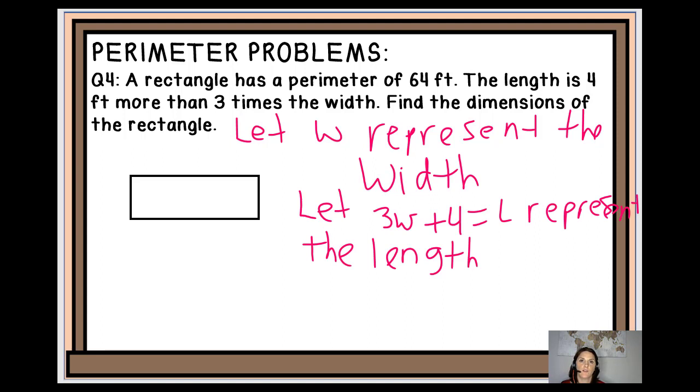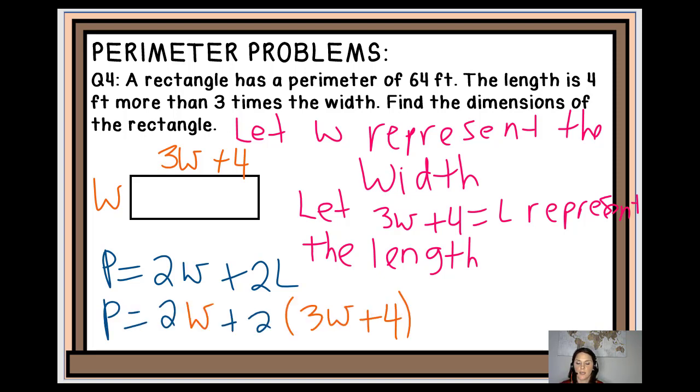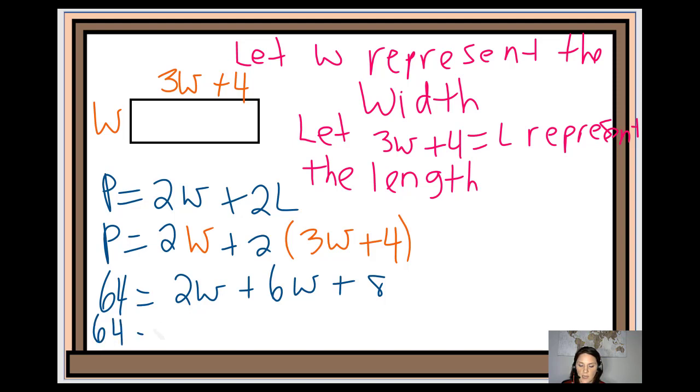I know the formula for the perimeter of a rectangle is perimeter equals twice the width plus twice the length. That's going to be my first equation. Then I'm going to substitute my dimensions into my perimeter formula. My formula is P equals 2W plus 2 times (3 times the width plus 4). Let's simplify and collect like terms. I'm going to replace the P with 64. Then I have 2W plus 6W plus 8. So 64 minus 8 equals 8W. 64 minus 8 is 56.